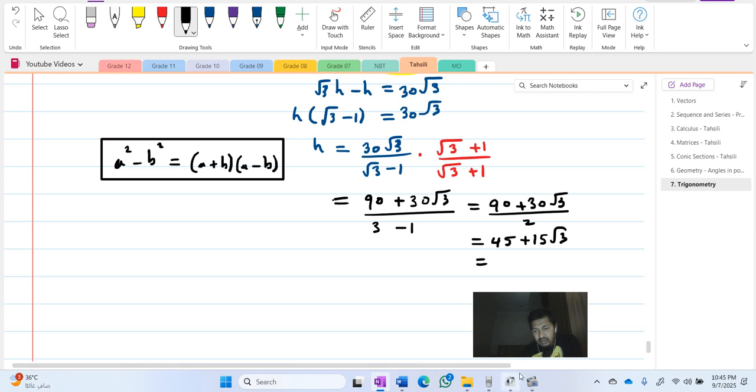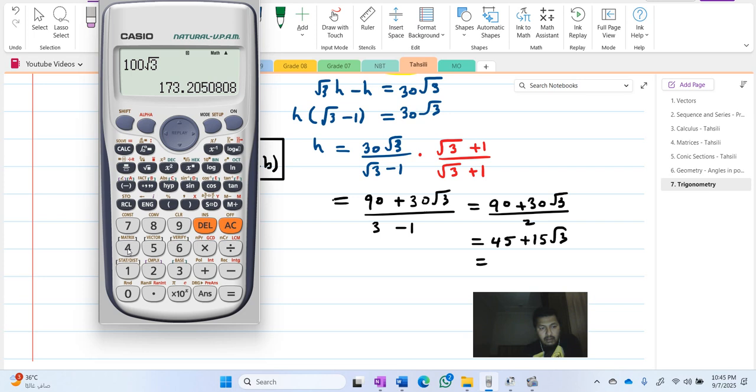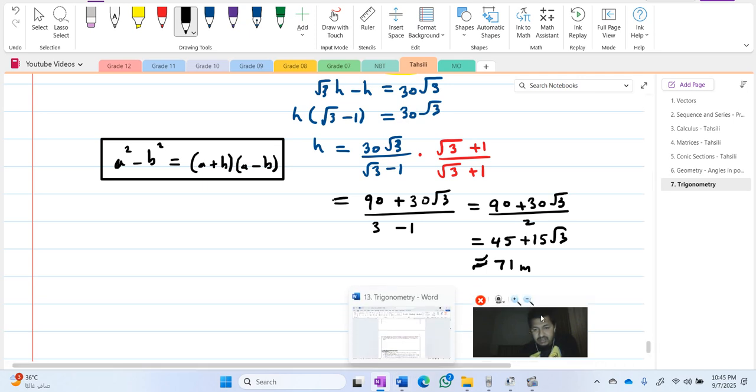Now if you type 45 plus 15 square root of 3 into the calculator, what's the answer? The answer is 70.98. So approximately, we can just say 71 meters. So approximately the height of the tower is 71 meters.